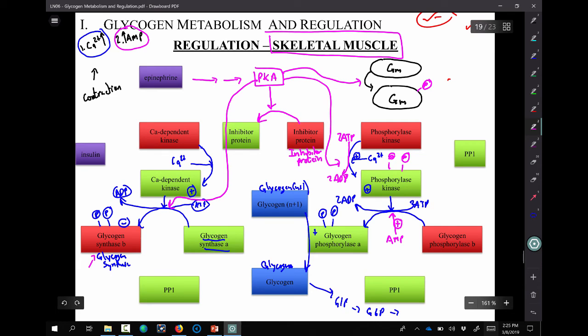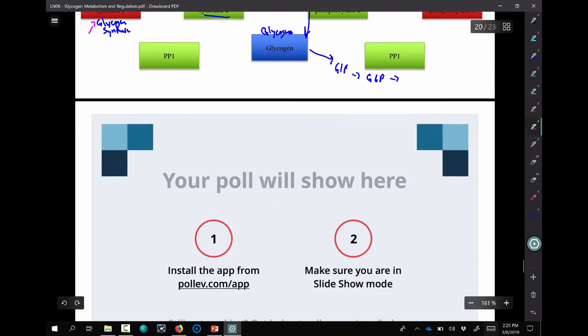PKA is going to phosphorylate it and activate it. So PKA phosphorylates and activates the inhibitor. Golly, it's so ridiculous, right? It is, but it's just the way it has to be said. So it's an active inhibitor protein. It also phosphorylates this GM. Now, what in the world is that all about? Let me go to our next slide to try and explain that.